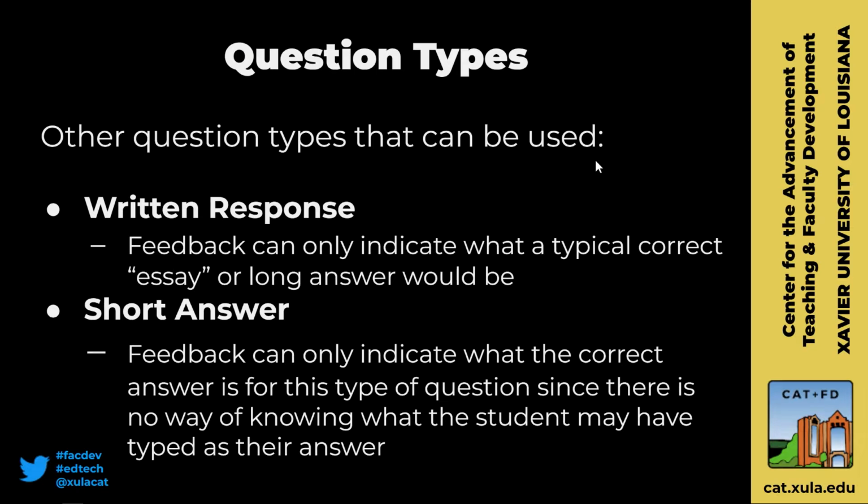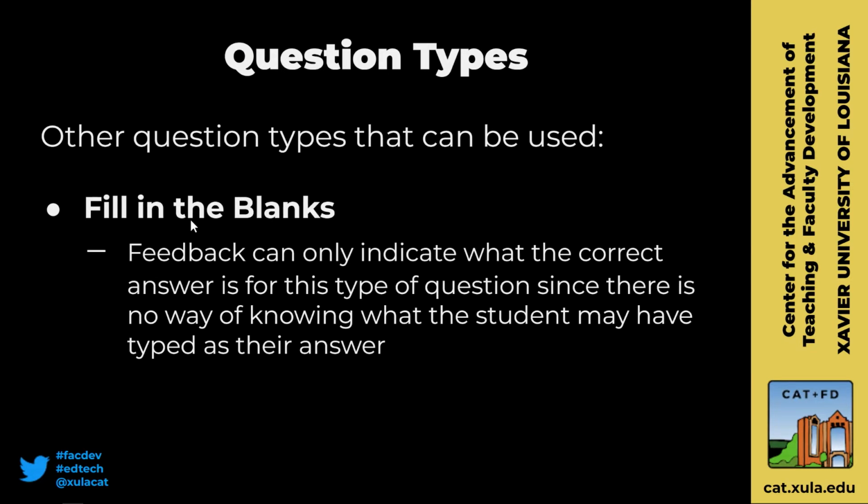You can use other question types, for example, written response or short answer, but in the feedback field, you really have no idea how the student would have responded. So basically you can indicate what a typical correct answer would be. The same holds true with the fill in the blanks question type. You can indicate what the correct answer would be, since you have no idea what they may have typed in.